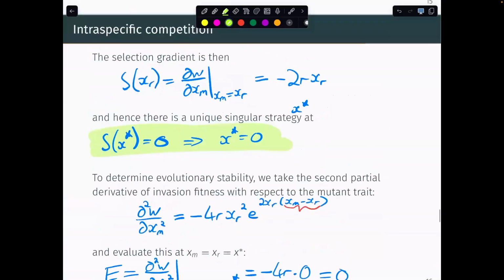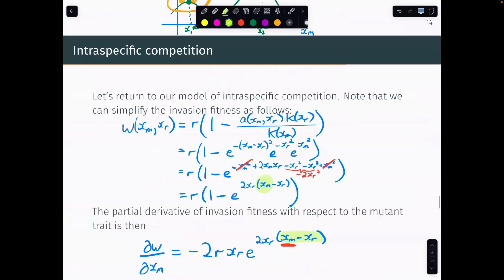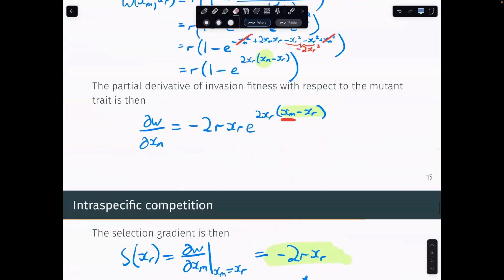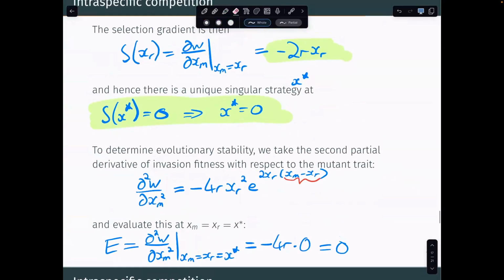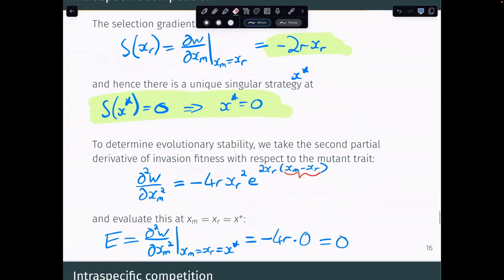Note also, we just had one singular strategy because this was linear in XR. You could have an arbitrary number of singular strategies, in which case, just as in this function up here, there would be 2 singular strategies. So you would need to evaluate the evolutionary stability of each of them. Just as if you have, for a dynamical system, you're trying to find equilibria, you might find more than one equilibrium, and then you look at the stability of each of those equilibria. So it's analogous. Okay, so this E is equal to 0.